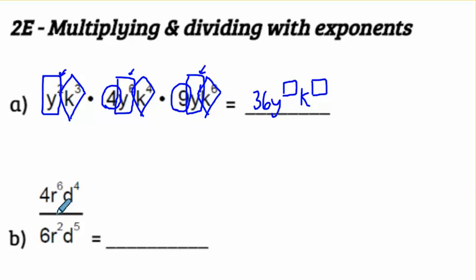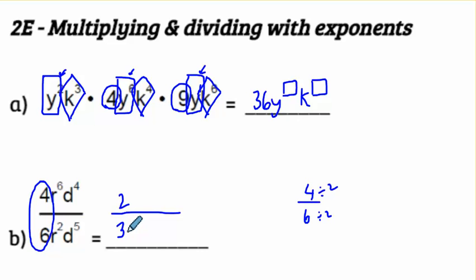Okay, moving on to B, let's deal with the coefficients first. Just like we did in the first one, we're going to deal with this first. So we have a fraction, 4/6. This is 4 as our numerator and 6 as our denominator. We don't want to change this into a decimal. We just want to leave it as a fraction, but simplified. So what factor goes into both 4 and 6? Well, they can both be divided by 2. So 4 divided by 2 will give us a numerator of 2. 6 divided by 2 gives us a denominator of 3.